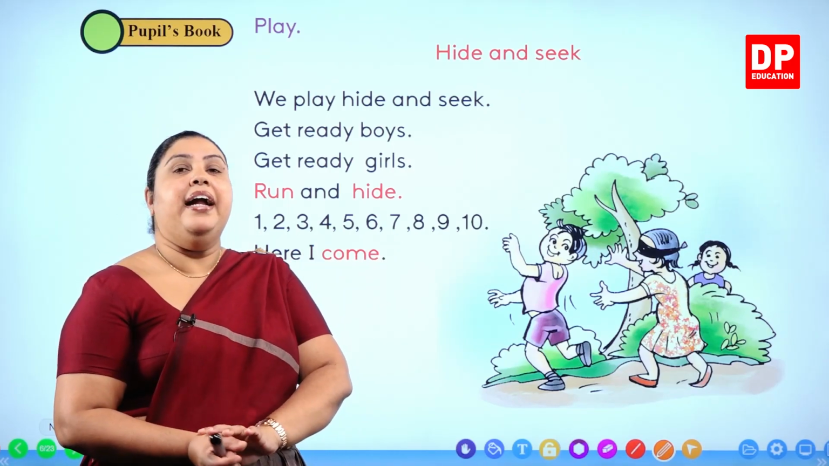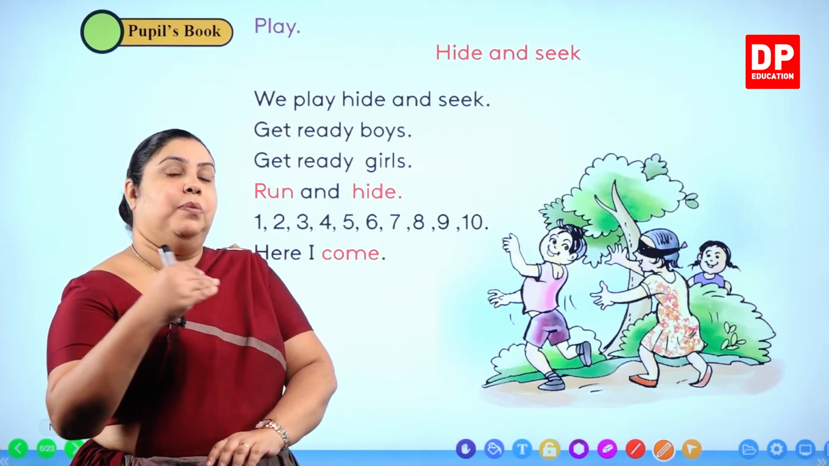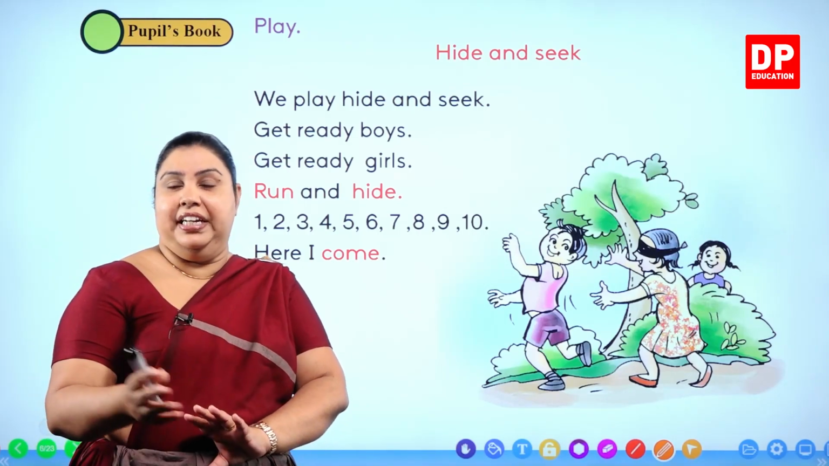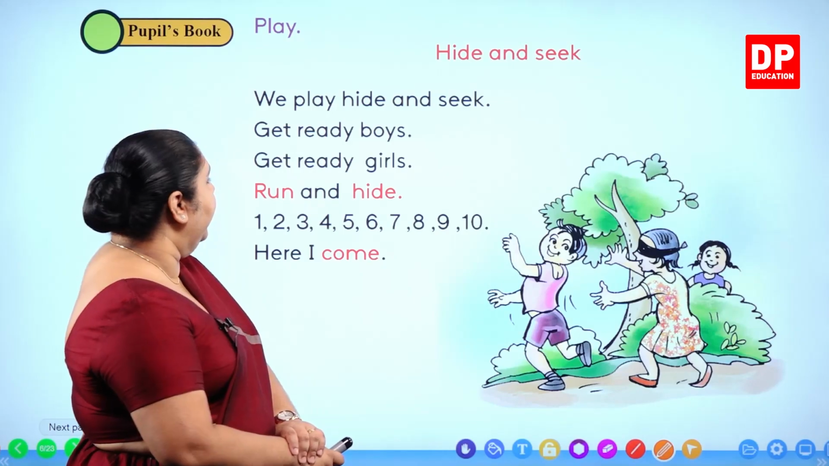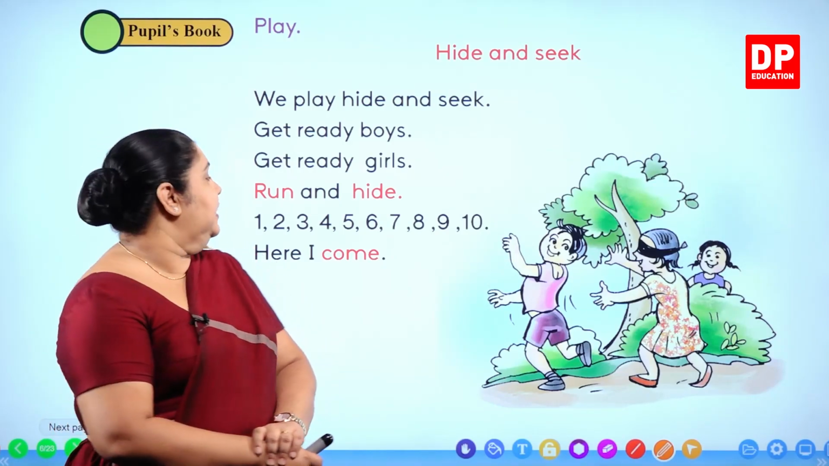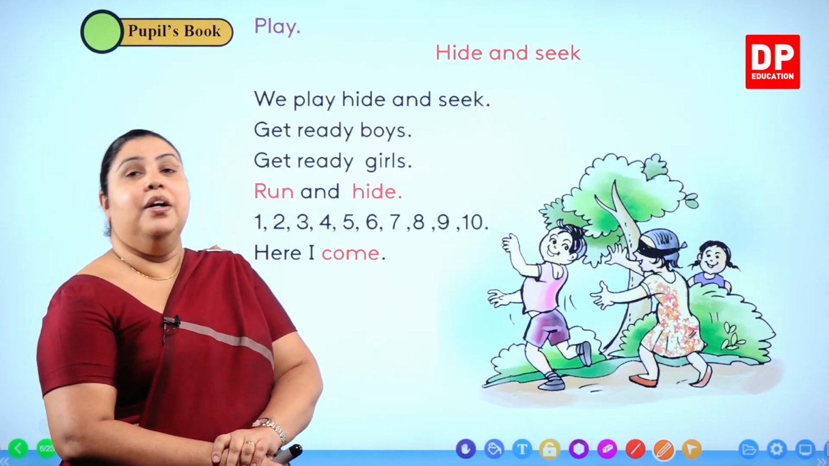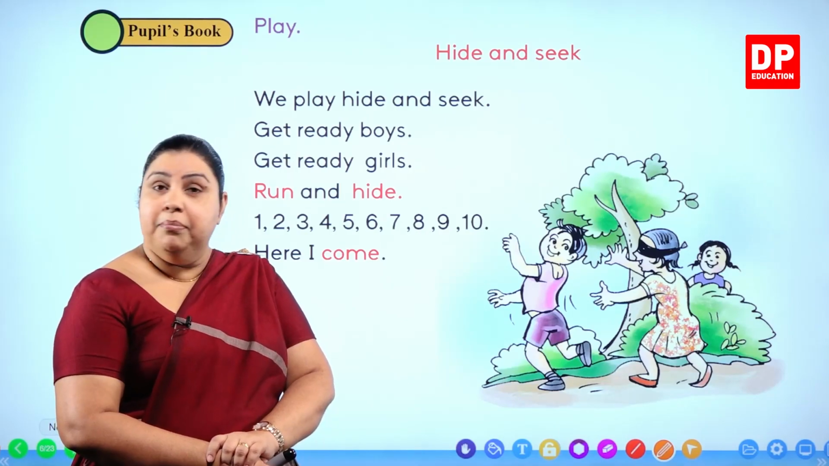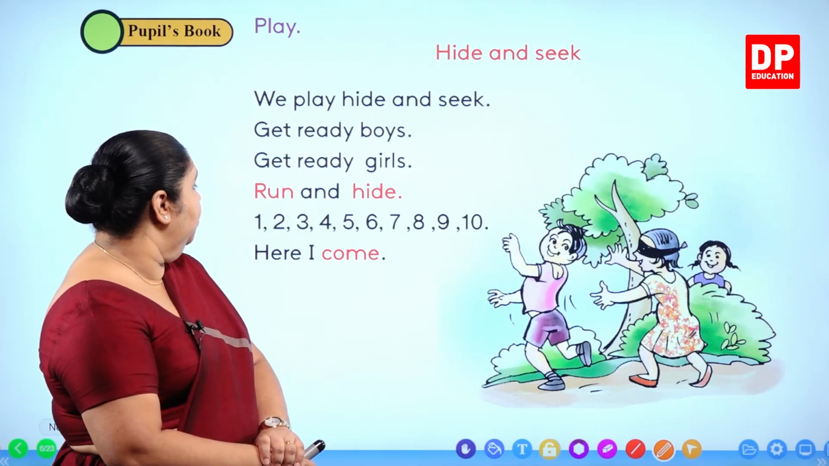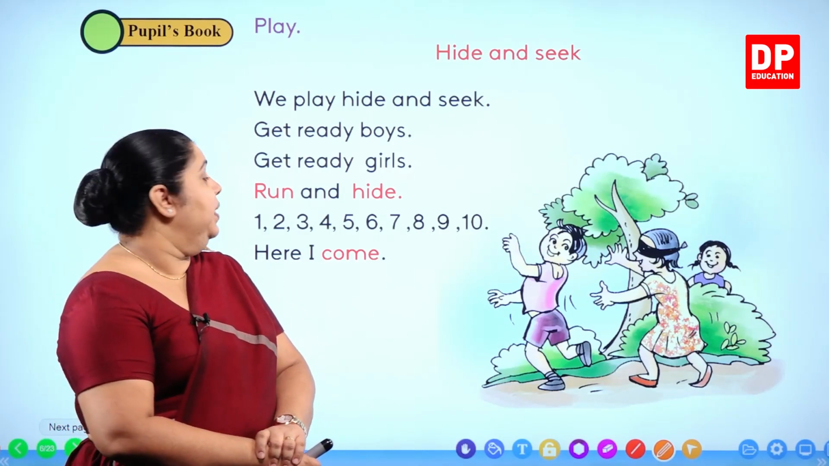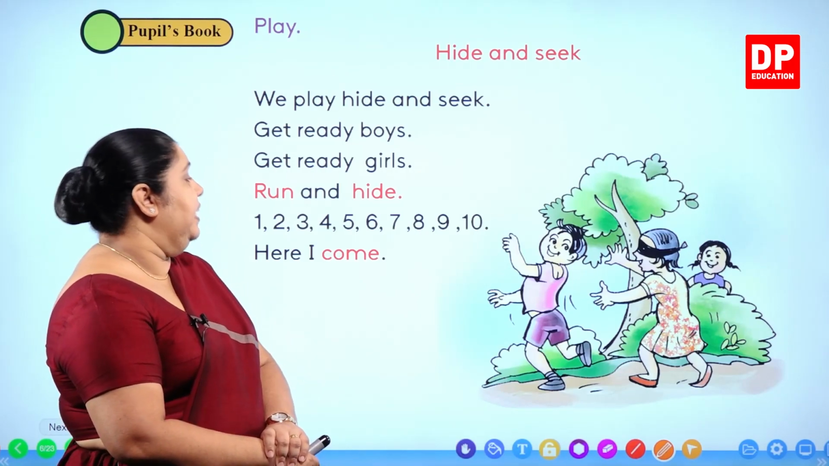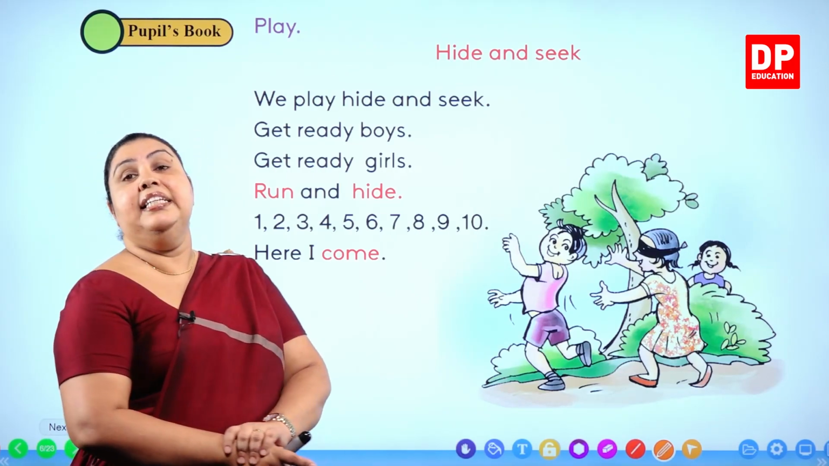We are going to look at the numbers now. Let's see how we count numbers from 1 to number 10. 1, 2, 3, 4, 5, 6, 7, 8, 9, 10.